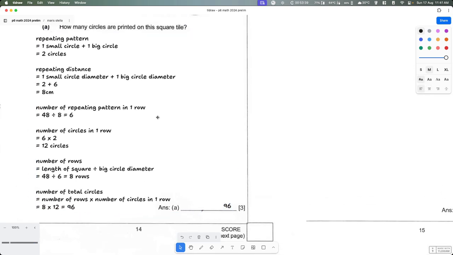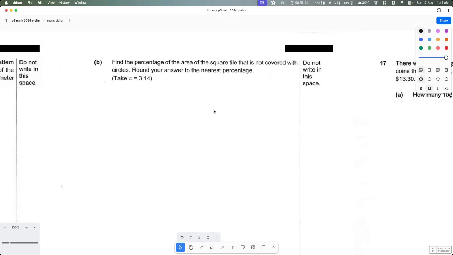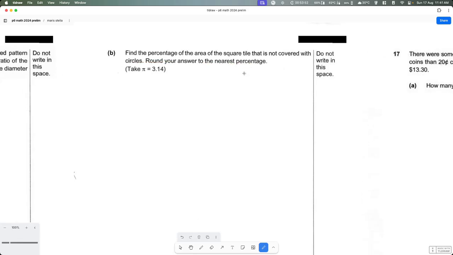All right, that's about it. Okay, let's move to the next question. Part B, find the percentage of area of the square tile that's not covered with circles. Round your answer to the nearest percentage.